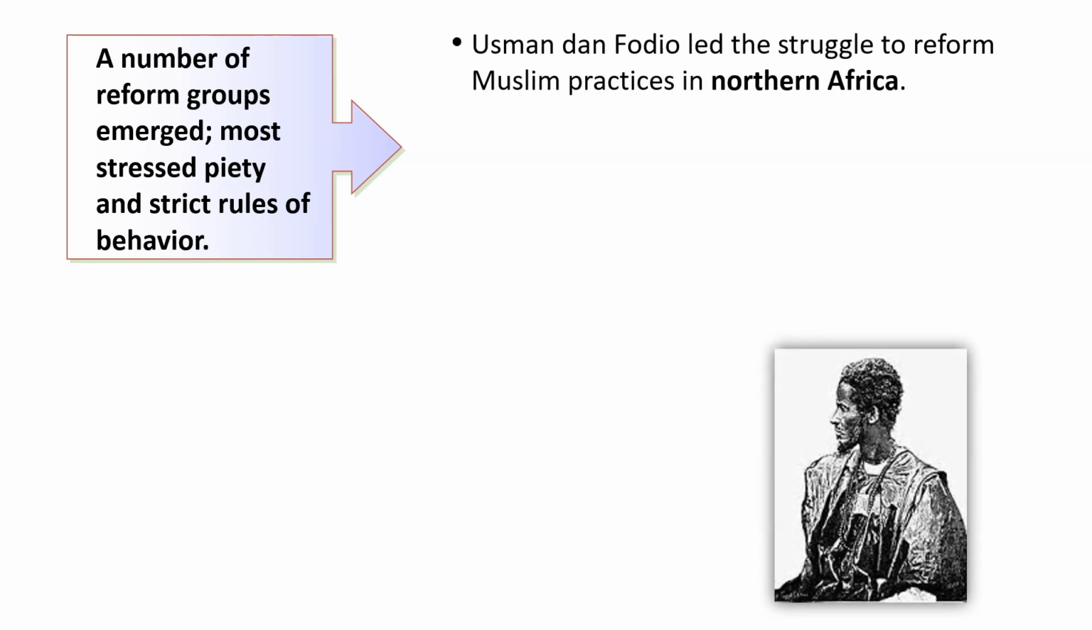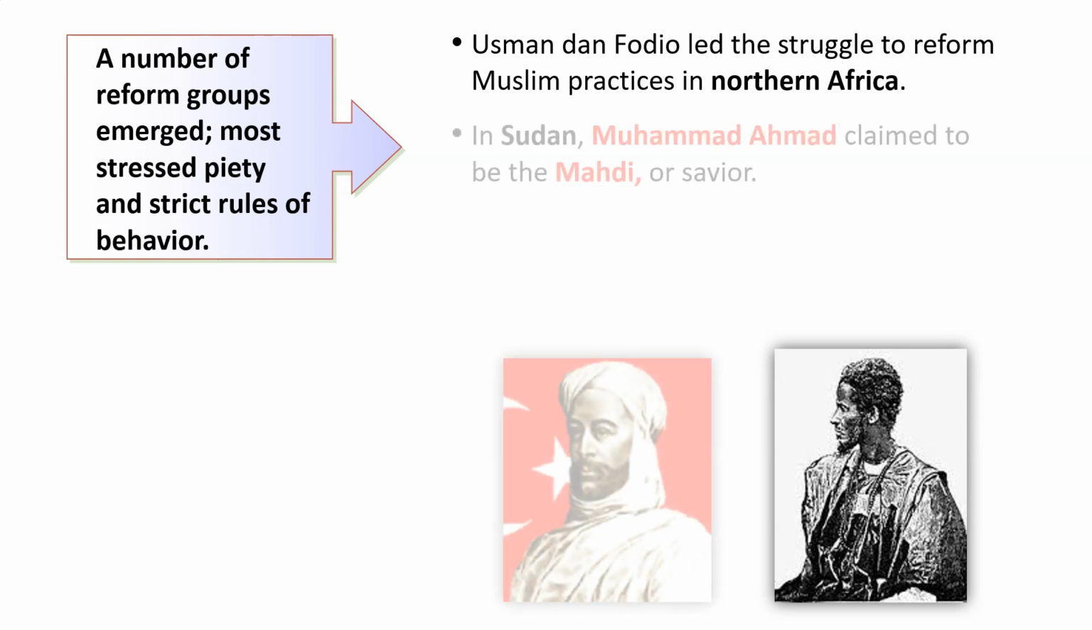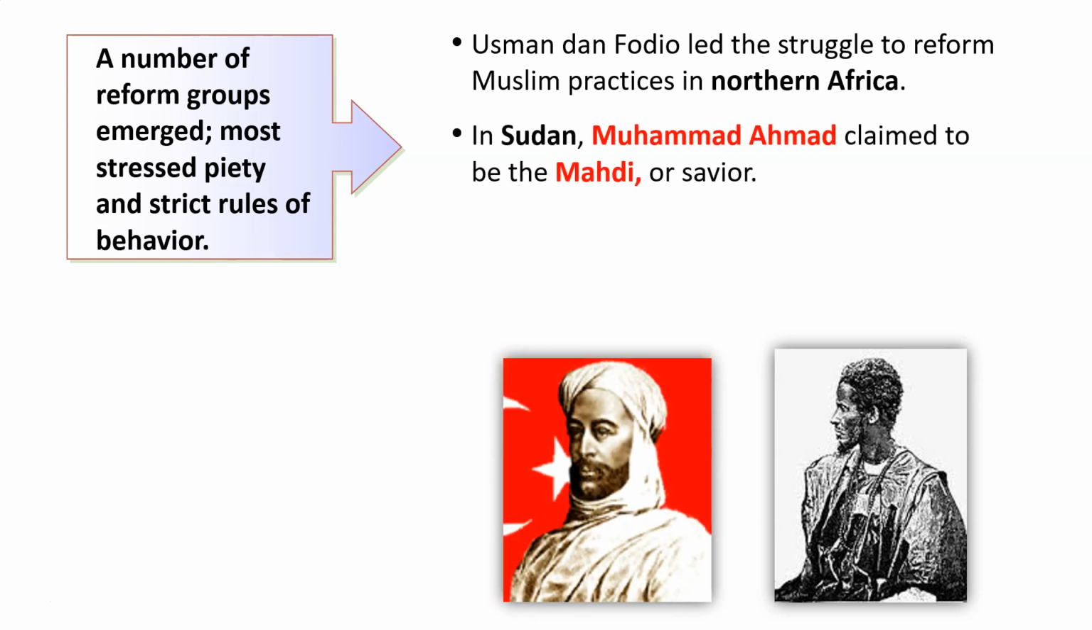In northern Africa, we had the French taking over Algeria, so we have Usman dan Fodio fighting against the French, trying to reform and strengthen his followers in Muslim practices in northern Africa. In the Sudan to the east, just to the south of Egypt, we had a leader, Muhammad Ahmad, who claimed to be the Mahdi. And the Mahdi in the Islamic faith is the long-awaited savior. So he claimed to be the Mahdi, and there are still those in the Sudan region today that believe in the idea of the Mahdi.